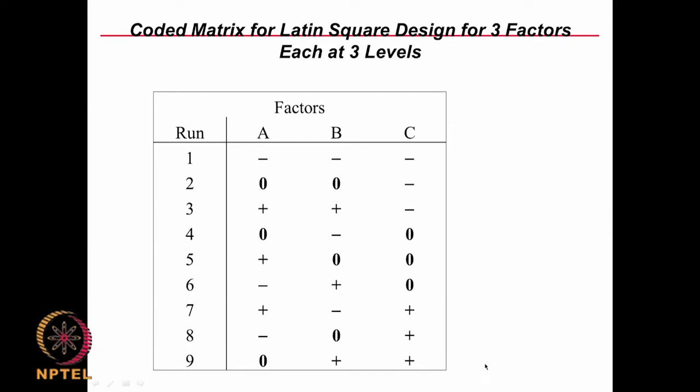So, if I want to know the effect of A here, along with plus and minus we also have 0. That means we have the effect of A at 3 places: plus, 0, minus. So, we can generate a second order type of mathematical relation, whereas if it is 2 levels we will be able to generate only a linear type of mathematical relationship, okay.